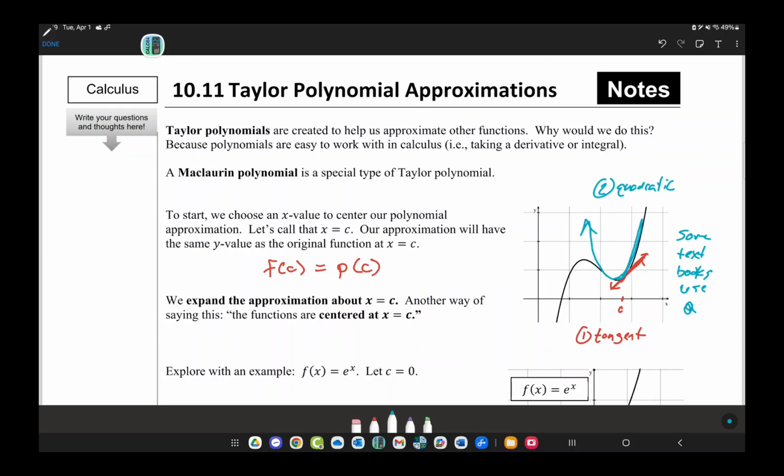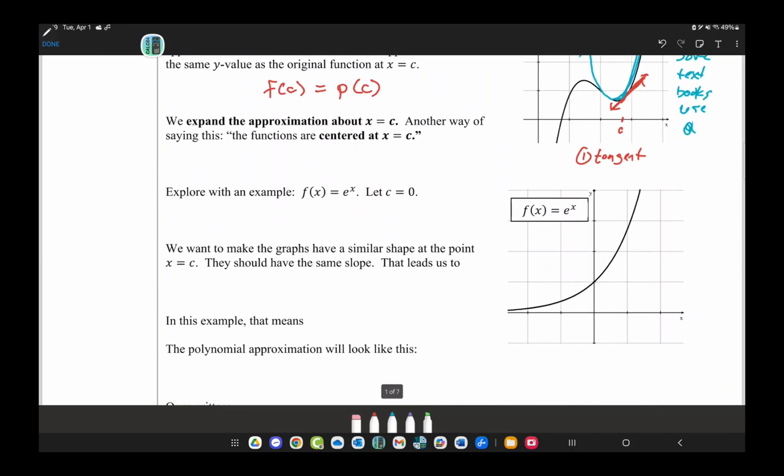Now, we are going to do an example of this with our first function. A function we are given is f of x is equal to e to the x. We're going to center c at 0. Now, the nice thing is to know, what is f of 0? It is 1. So we need p of 0 to be 1.